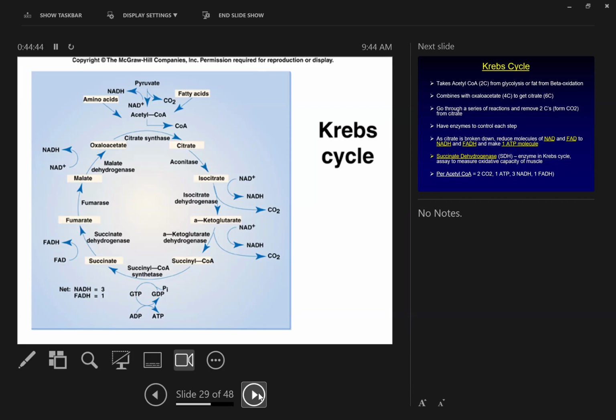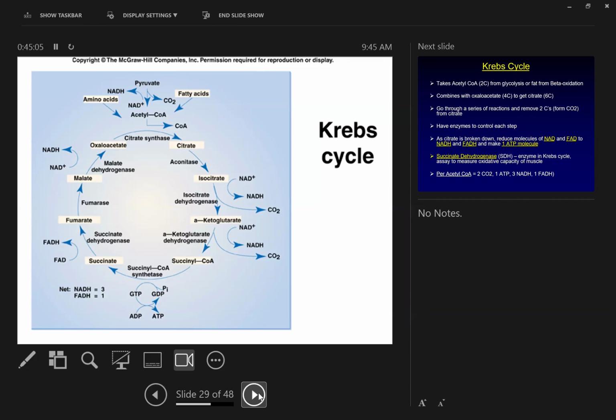You don't have to know citrate, but pyruvate has 3 carbons. The acetyl group has 2. Citrate has 6. Oxaloacetate has 4. And so the importance of knowing the carbons is we pull a carbon off of pyruvate, that makes CO2.